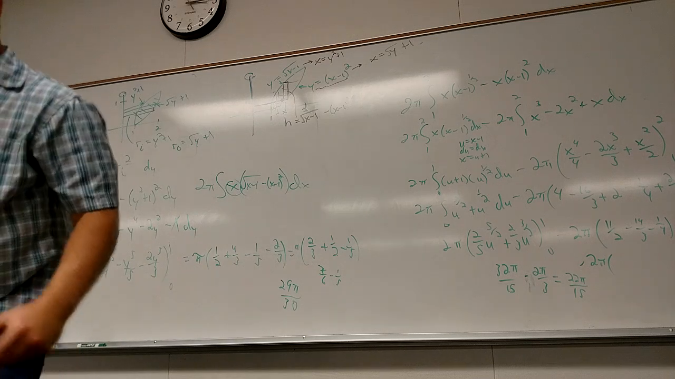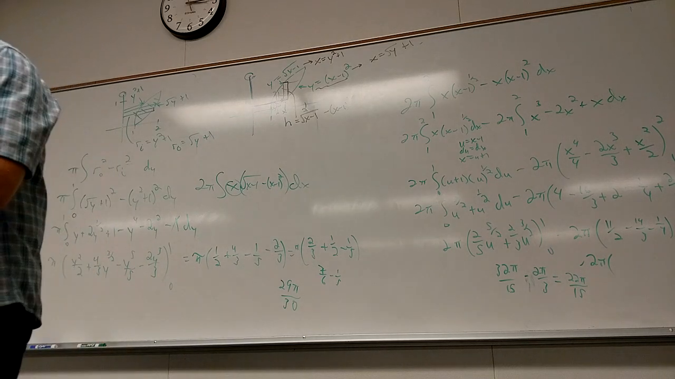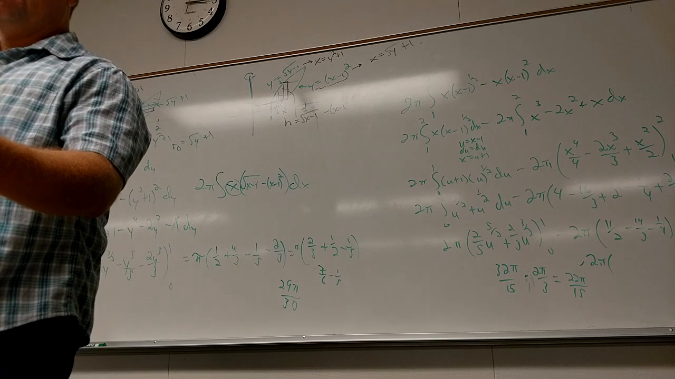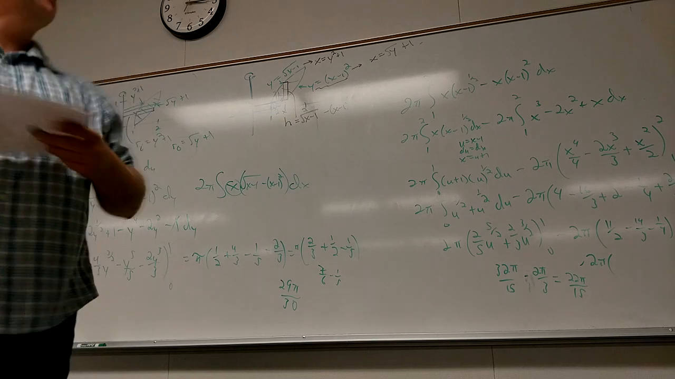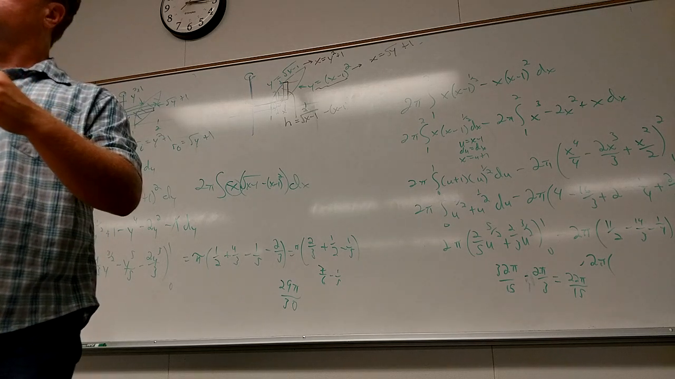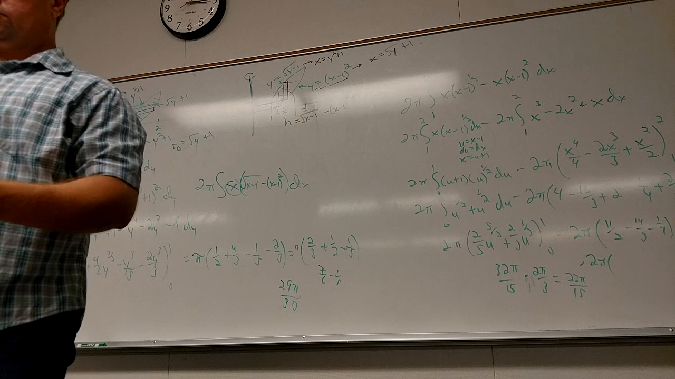So 6.2 is the washers and the discs. 6.3 is the shells. Let's see what time we got. Look on the back of this real quick. And this will be the last thing we do.